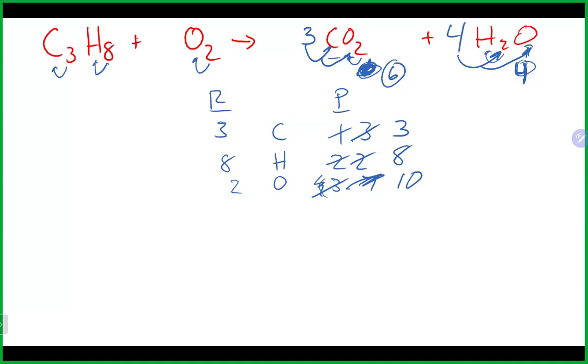That means that it was much easier to fix my oxygen now by simply putting a 5 over here on the left-hand side. And that's going to give me 8 hydrogens, 3 carbons, and 5 times 2 is 10 oxygens in this case. So sometimes it's best to leave the most complicated element for the end, especially when you've got an element in multiple places on one side and by itself on the other. Any questions on that there? All right, let's try another one here then.